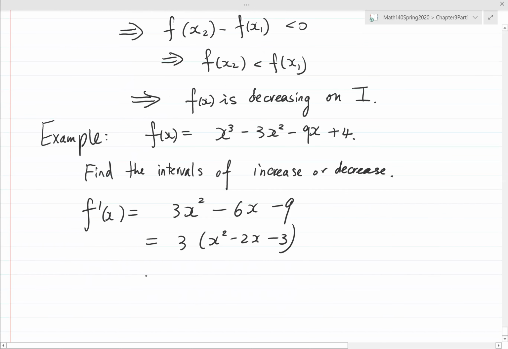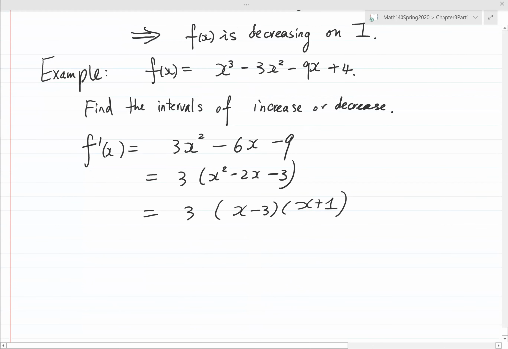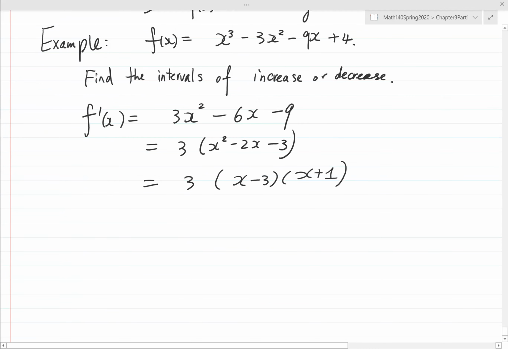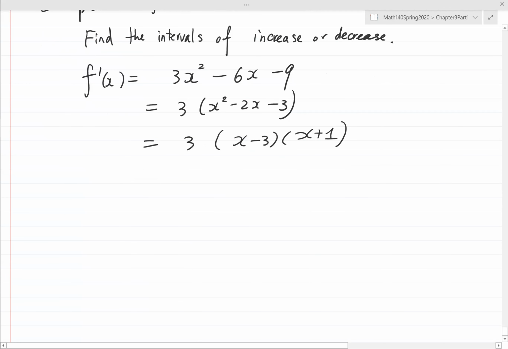And then you find this is 3(x minus 3)(x plus 1). Okay, factor the quadratic, and then find what intervals are positive and negative. The derivative is degree 2, so it has 2 roots: 3 and negative 1.